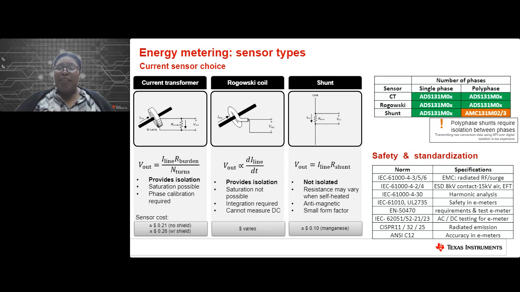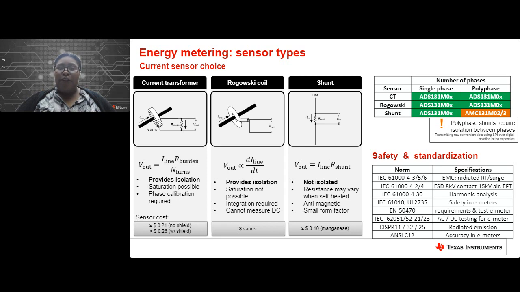So some of the solutions that we provide are the ADS131M0x for single-phase CT, Rogowski, or shunt meters. And then for polyphase, you would also be able to use the ADS131 family for both CT and Rogowski because of the fact that it has natural isolation. However, TI had to develop a new solution so that customers could do shunt metering, which is where the AMC131 comes into play. We will discuss a little bit more about this part later on in the session.